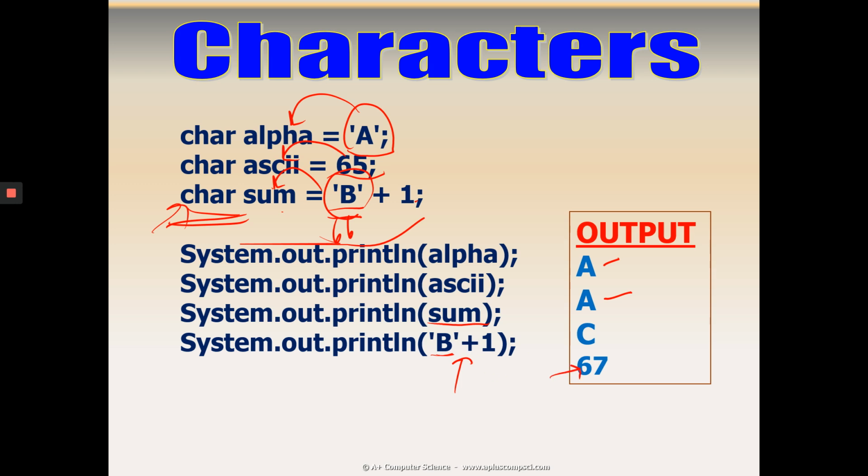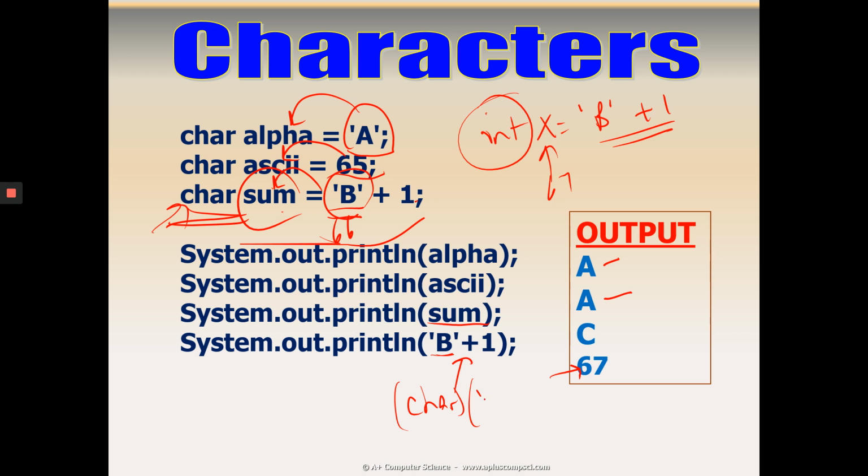So it kind of depends. Am I storing it into something over here? If I had something like int x equals b plus 1, it is going to store the 67 into x. So again, this side is an integer value. So when you're in the print line statement, it's always pretty much dealing with an integer value. I could force it into being a char by typecasting it. In a System.out.println, this would now print out the capital letter C. So it first makes it into 67, and then it typecasts it into a capital letter C.